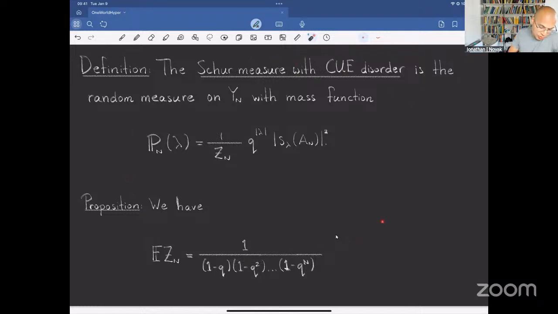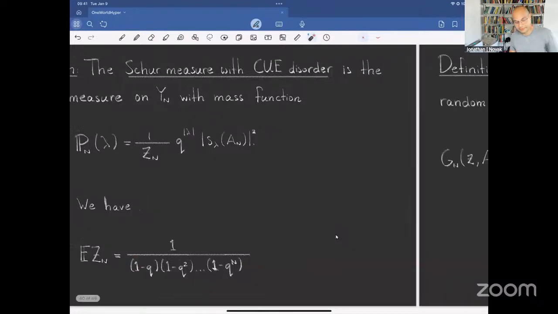And so Schur measure with CUE disorder is a random measure on Young diagrams with at most n rows, where the mass function is just the modulus of the characters of the unitary group at uniformly random inputs. And then the partition function becomes a random variable whose expected value we have just computed.